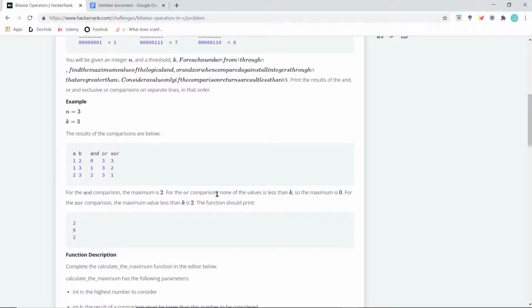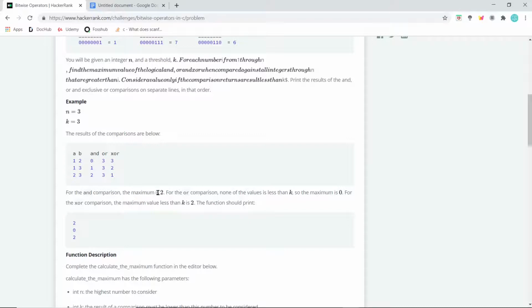Okay, now for the third operation, the XOR operation, we have 3, 2 and 1, the highest being 3, but the value 3 is equal to k, so we cannot consider that. So the next highest value becomes 2, so we will output this. Okay, in the third line we have the output 2. Here it is written the same thing.